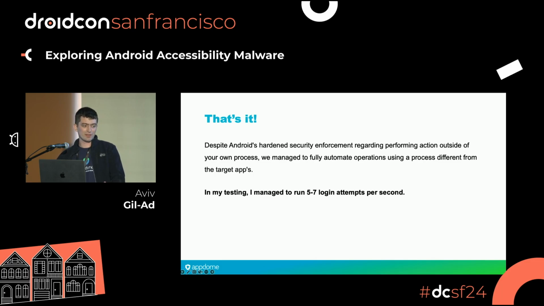Despite Android claiming to not let you do things like that, an accessibility service is like the magic password, and you can do everything. When I tested that, I got 5 to 7 login attempts per second, depending on the device. Now imagine if you have 1,000 devices running, that's like about 6,000 login attempts per second. That's pretty big. And each login attempt is a chance to get an account that you can sell for money.